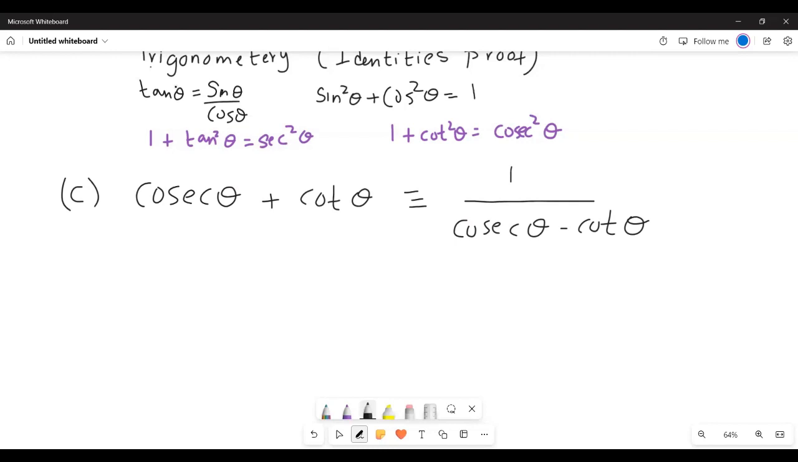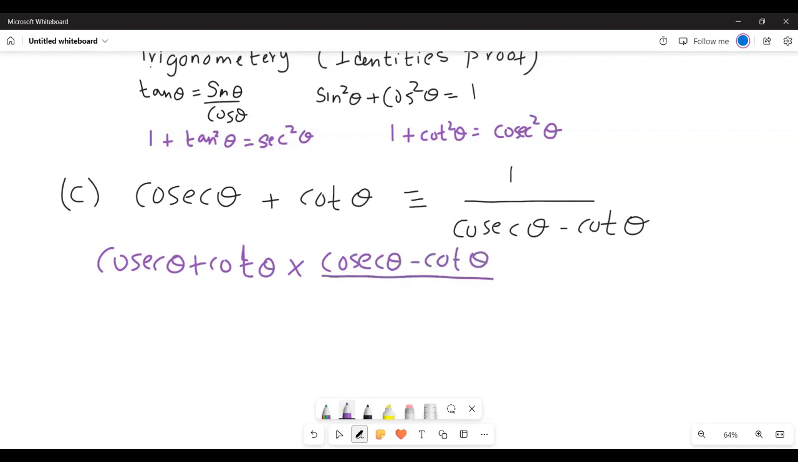Okay. Let's see. In the denominator, we should have this. So I'm going to multiply and divide this at the left hand side. So we have cosecant theta plus cot theta times cosecant theta minus cot theta upon cosecant theta minus cot theta.